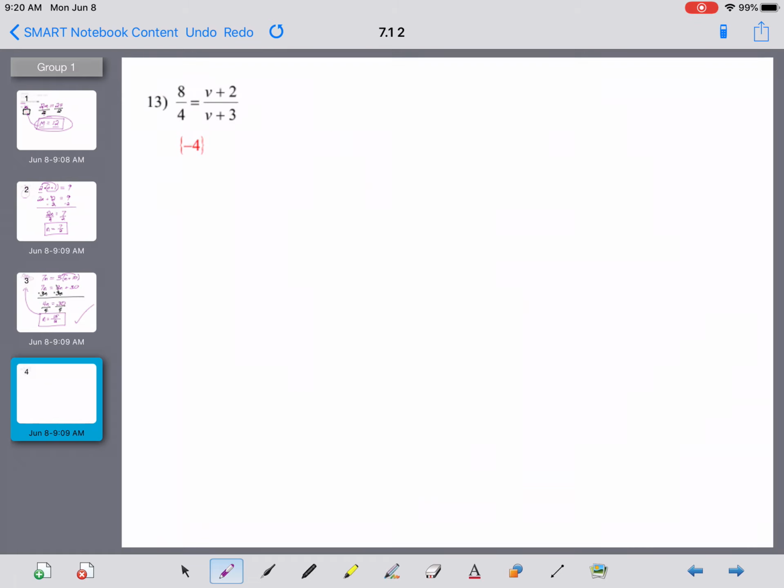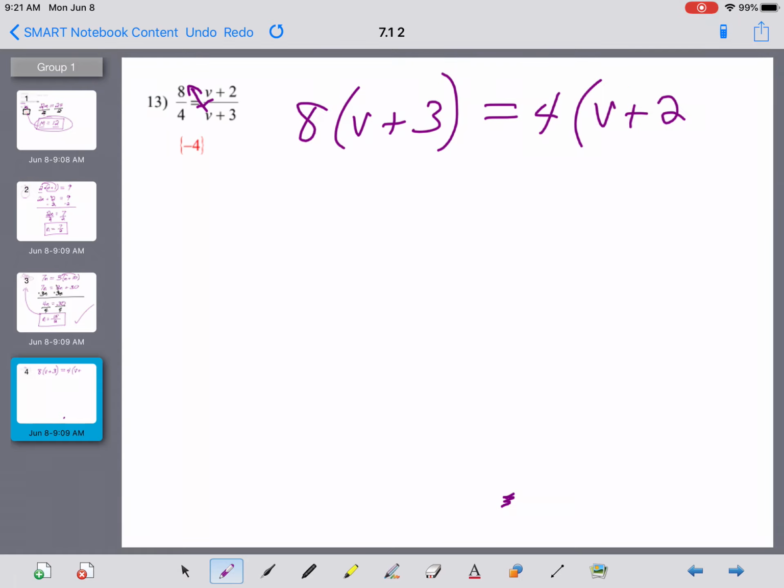And let's look at our last problem right here. This one is maybe slightly more difficult than the last one, but not much, mostly because we have binomials in two different spots. So I'm going to begin, either direction you want to do this is fine, but I'm going to go with 8, which gets multiplied by the binomial v plus 3. Don't forget your parentheses. Equals, and now we're going the other direction here. It's going to be 4 multiplied by the binomial of v plus 2. Okay, so that's where we're at so far.